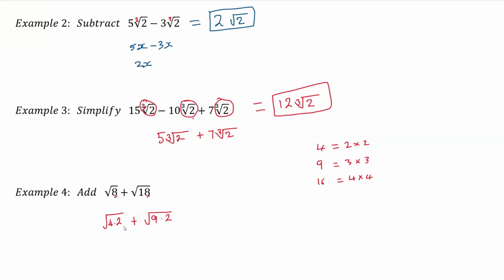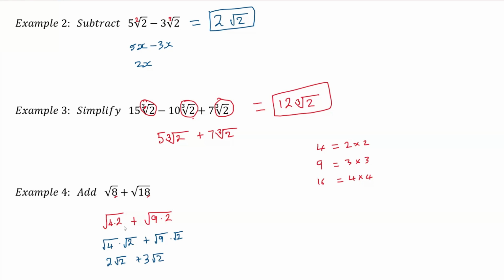So we can rewrite the square root of 4 times 2 as the square root of 4 times the square root of 2. And the same thing, the square root of 9 times 2 is the same as the square root of 9 times the square root of 2. You have to take the square root of both of them. And we know the square root of 4 is 2, so this is 2 square root of 2. And the square root of 9 is 3, so this is 3 square root of 2.